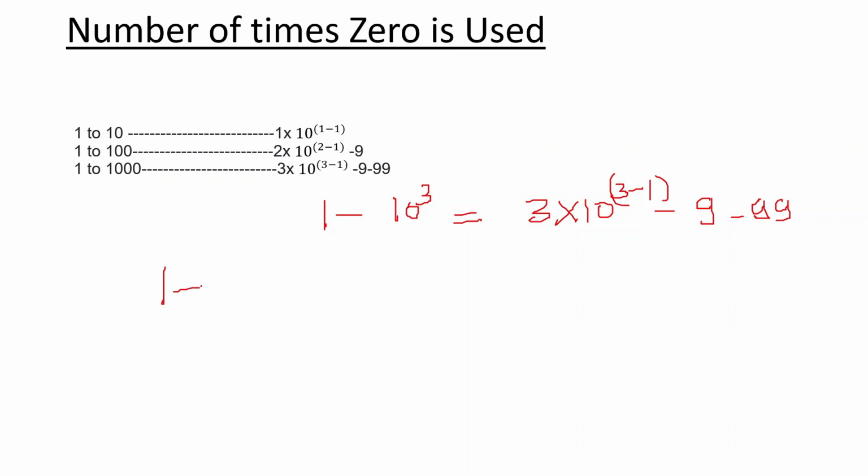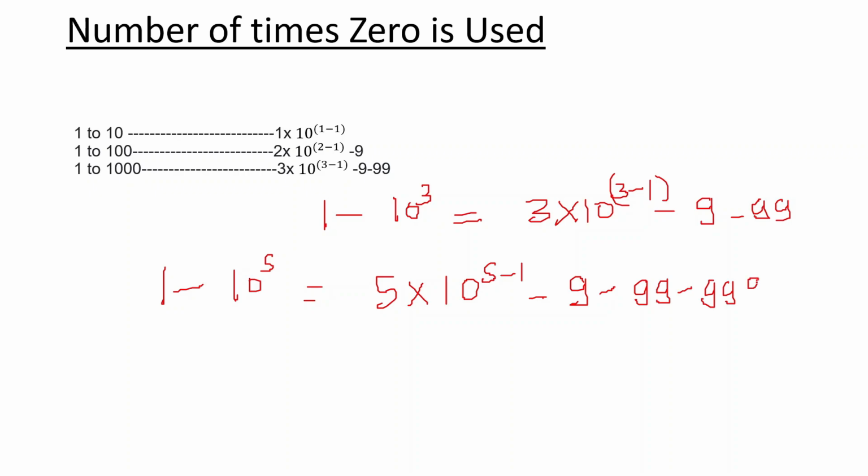Again, suppose you need to find till 10 to the power 5. If you write numbers from 1 to 10 to the power 5, how many times will 0 be used? So this answer will be 5. Remember this pattern, focus on the pattern that I'm telling. 10 to the power 5 minus 1 minus, so this is 4, so minus 9 minus 99 minus 999, and this will go still 4 minus 4 nines. I hope you are able to understand this pattern. So this way we'll solve the question.